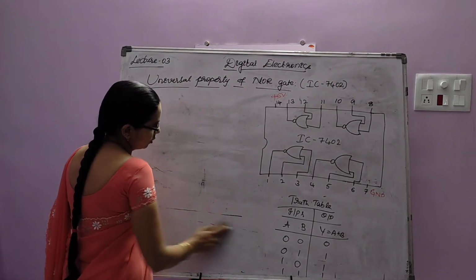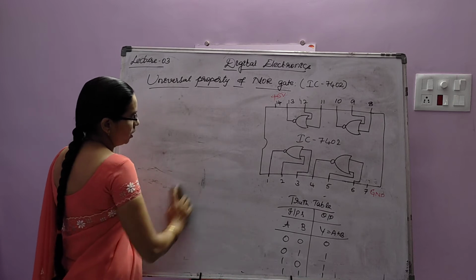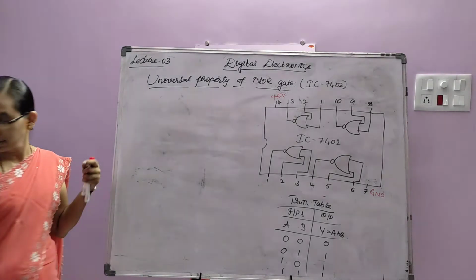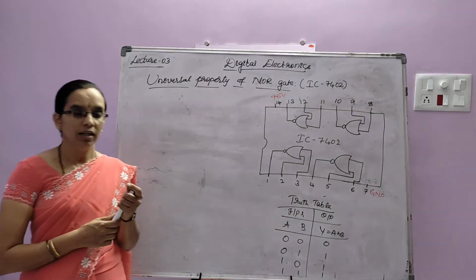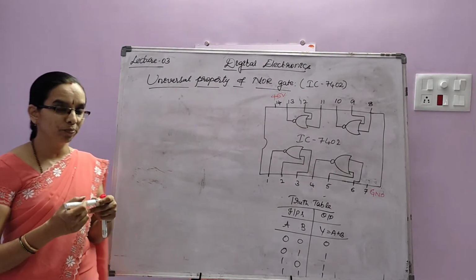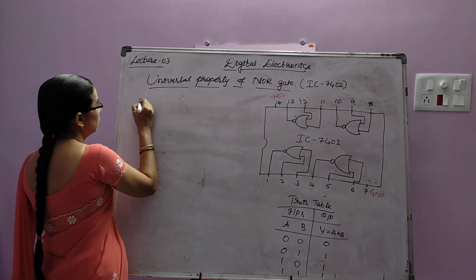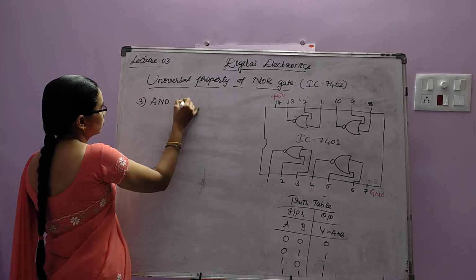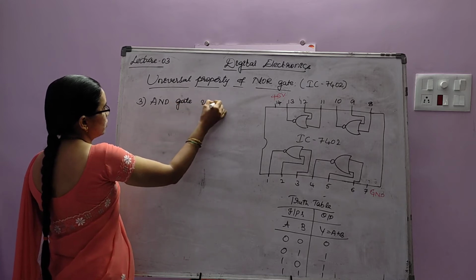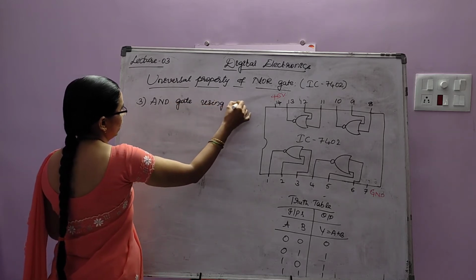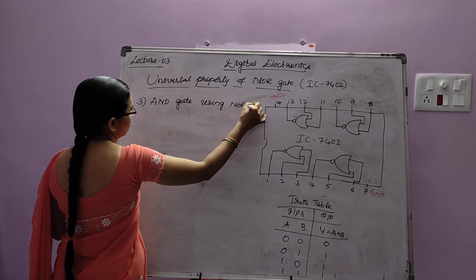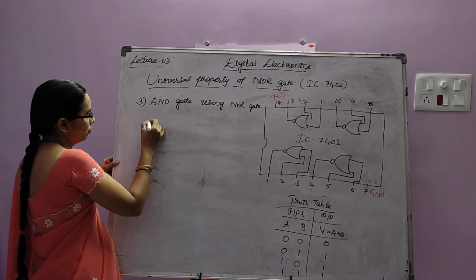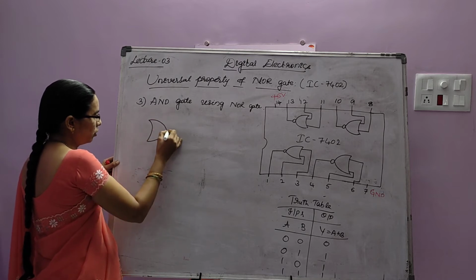There may be some understanding type question. How many NOR gates are required to construct an OR gate? Your answer should be 2. So the third one, AND gate using NOR gate. For that we require 3 NOR gates.